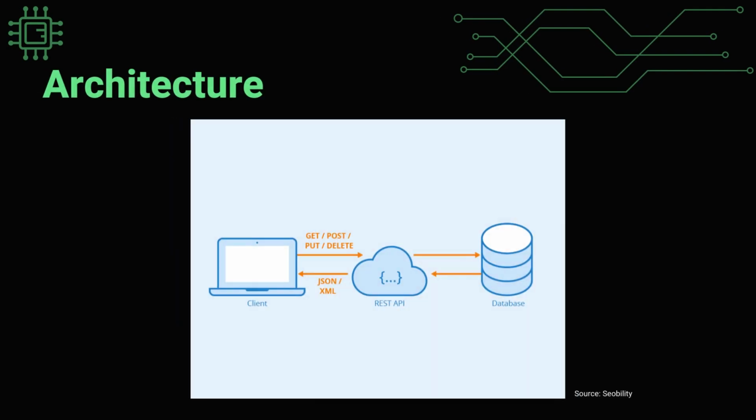Here in the diagram, we can see that a client requests through the REST API via an HTTP method like GET, POST, PUT, or DELETE. The API interacts with the database and provides the necessary response as JSON or XML back to the client.